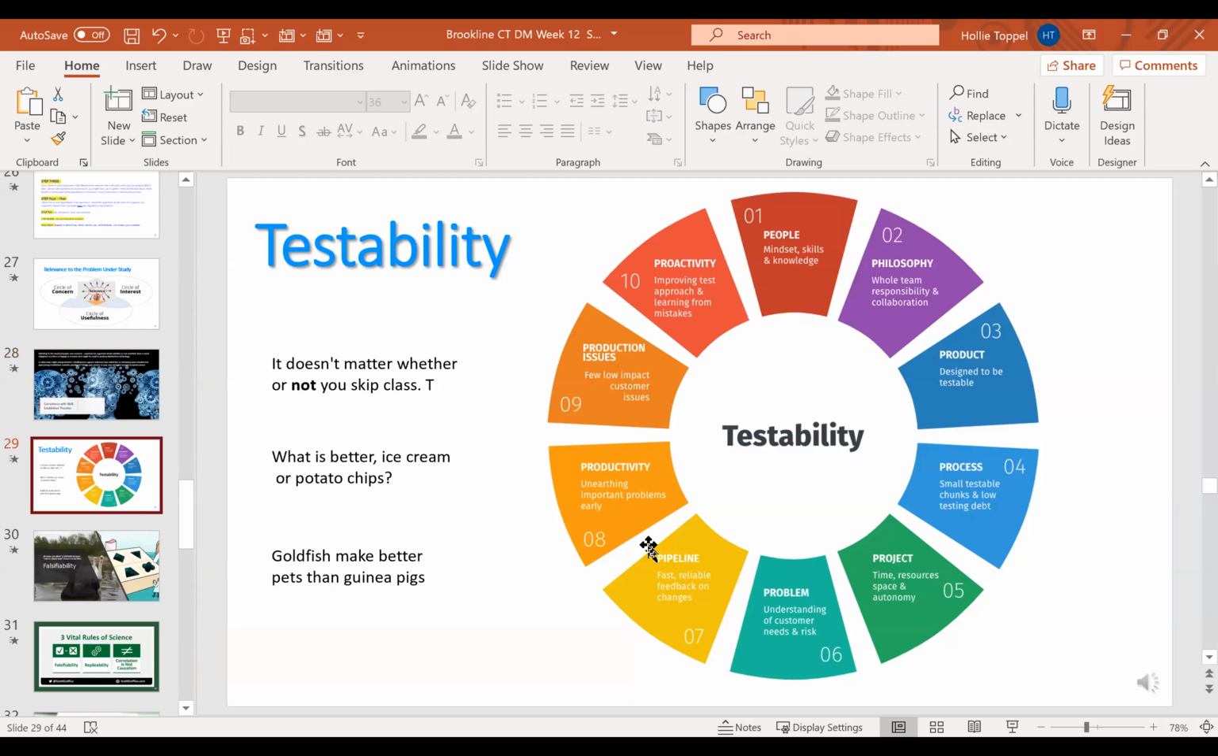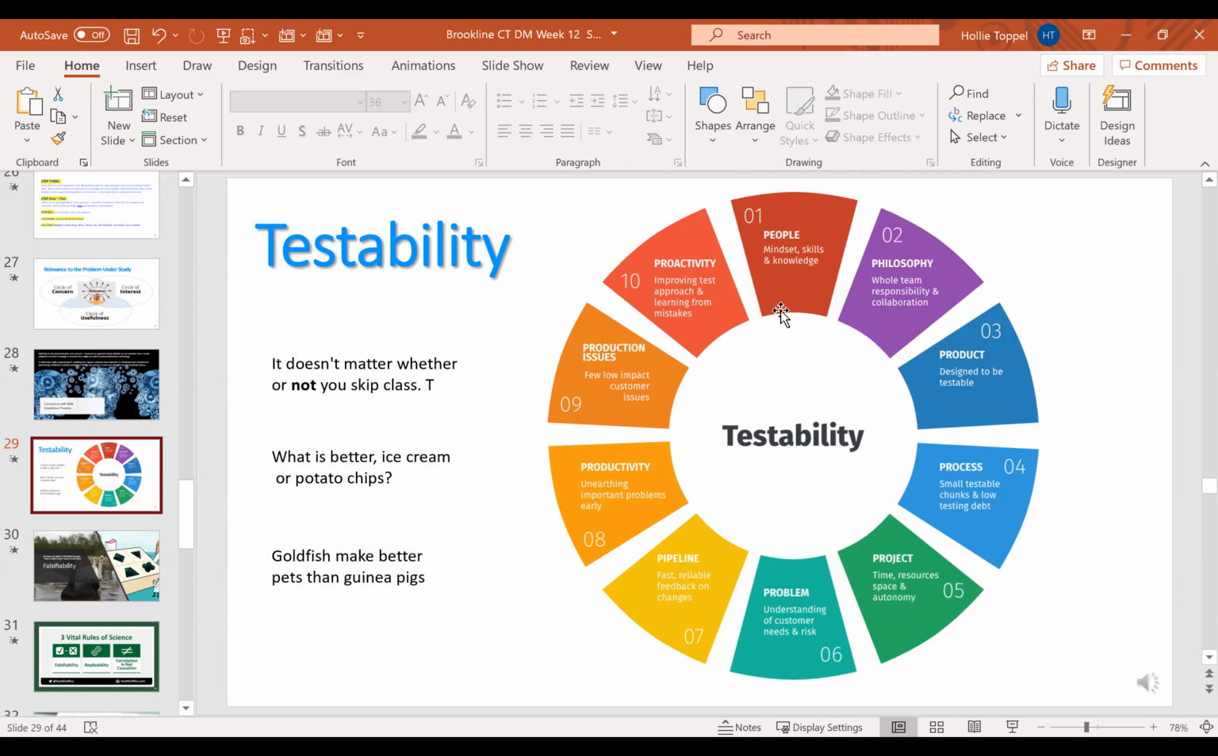Testability, it doesn't matter whether you skip class or not. What do you think? Can we test that? What is better, ice cream or potato chips? You put the potato chips in the ice cream, you use it as a dip. Goldfish make better pets than guinea pigs. I did see a commercial. I was watching the ASU USC game, and there was a commercial with a guy driving with a goldfish on his car. Can't remember what the commercial was for.